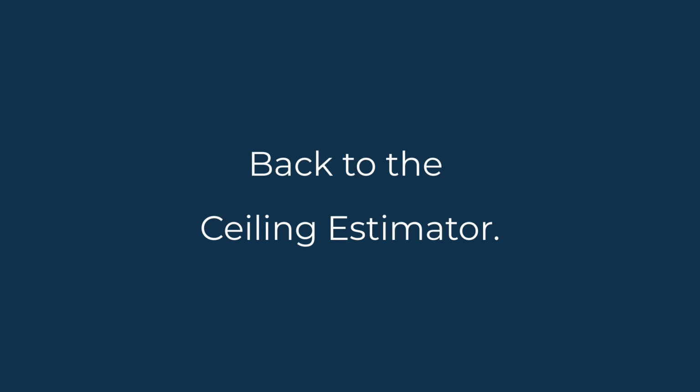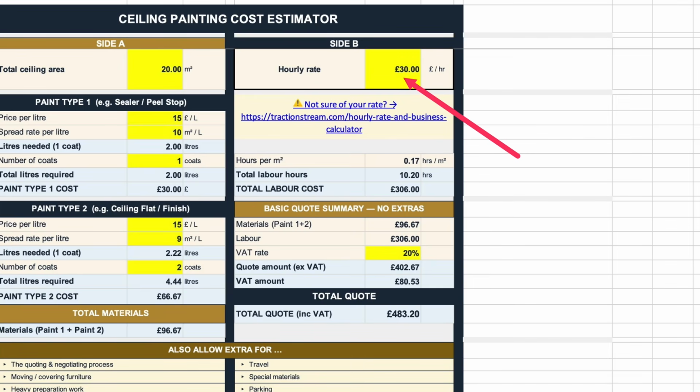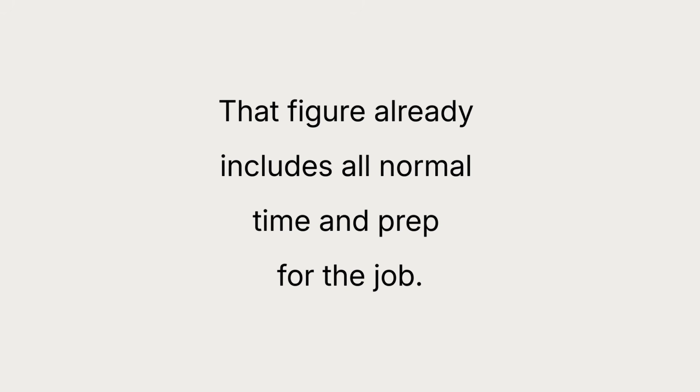Right. Back to the ceiling estimator. Enter your hourly rate into the yellow cell. The estimator uses an average productivity figure based on data from a number of countries. In this case, it is telling you it takes 0.17 of an hour to paint 1 square meter of ceiling. For this 3-coat job, that works out to 10.2 hours total. That figure already includes all normal time and prep for the job.